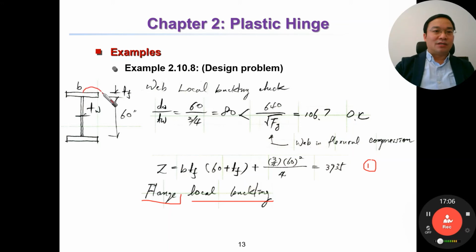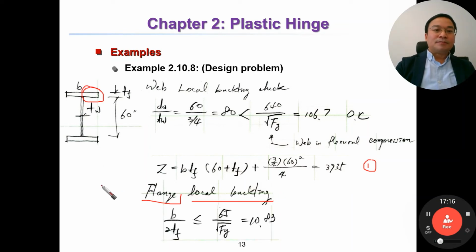Okay, we have to check the condition of the flange, the local buckling. It should be a compact section, right? It can't be a non-compact section. It means B divided by 2TF. B divided by 2, then divide by TF, is lambda of the flange, and it should be smaller than this one.